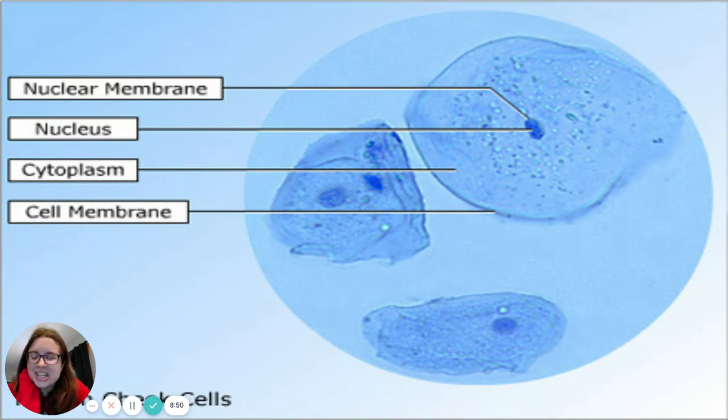These cells are actually human cheek cells. So if you would put a swab on the inside of your cheek and put it on a slide and look at it under a microscope, you would see something that looks similar to this.